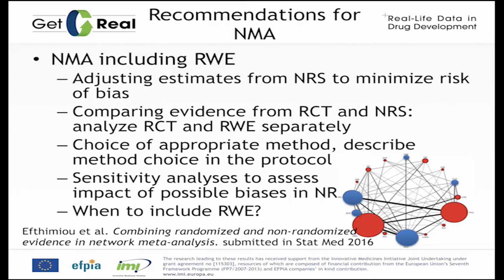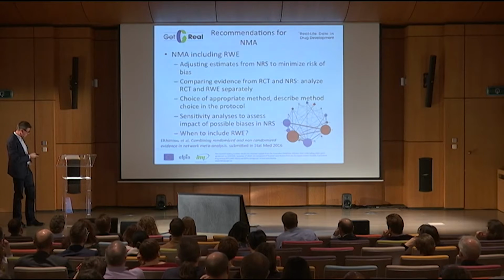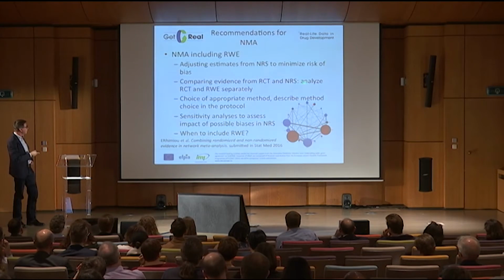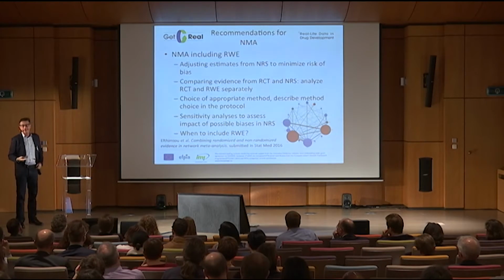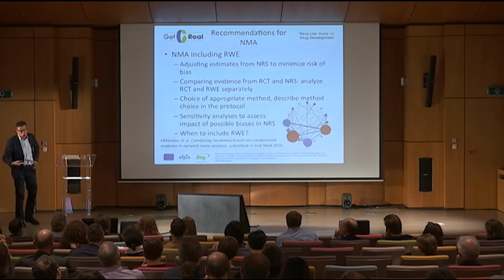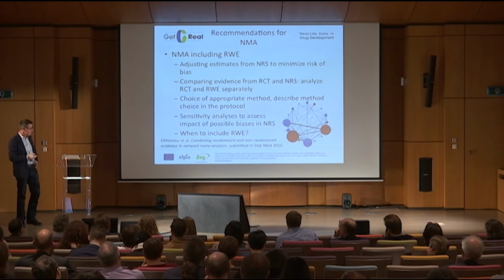Network meta-analysis including real-world evidence. This is a really interesting model which allows you to give real-world evidence more or less weight in a network, and you can also analyze RCT and non-randomized evidence separately. In fact, this is recommended as a start, but then you can see what happens if you give real-world evidence more or less weight in your network. So in this case, blue is randomized evidence and red is real-world evidence. You can visualize the contribution of different sources of evidence in this way.